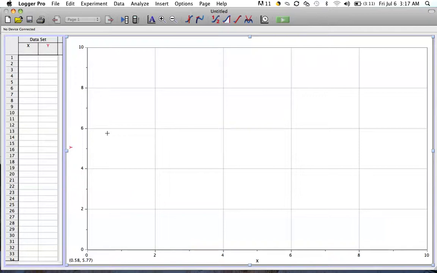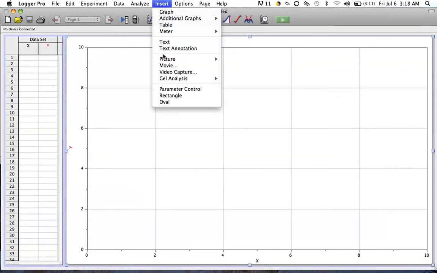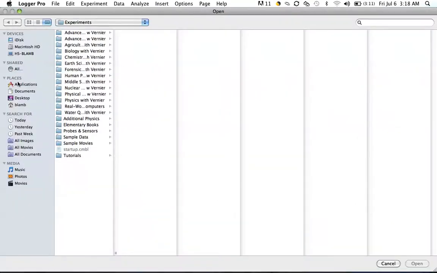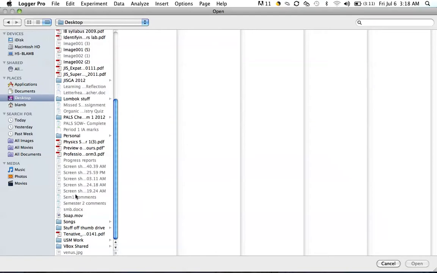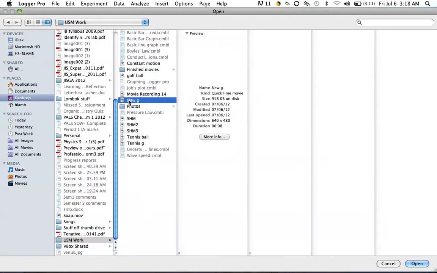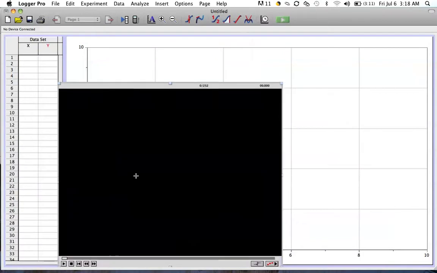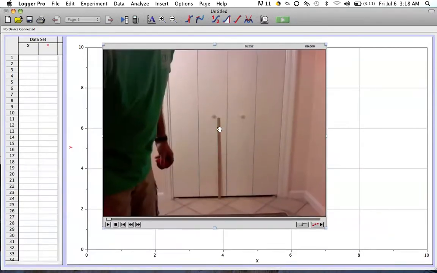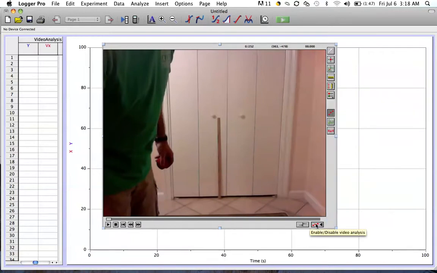In this lesson, we're going to look at the video analysis of a falling object. So as we did in the last lesson, first thing we'll do is we will insert the video that we want to analyze, and we'll find that and choose it. And you can see that again in my frame I have a meter scale there. We will enable our video analysis and set our scale as we did before.